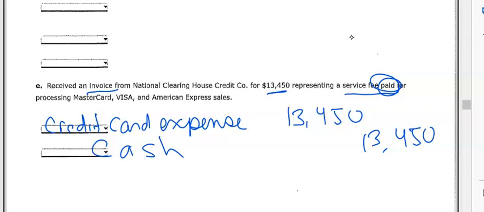$13,450. So this is an example of how to do sales transactions in Cengage. Let me know if you have any questions.